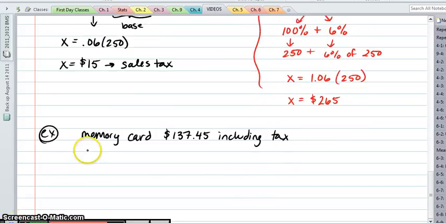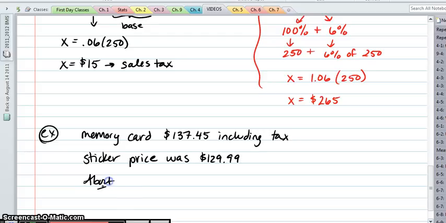The original price, or the sticker price before tax, that's what that means, sticker price before tax, was $129.99. And I'm going to say about, so we're going to get to round a little bit here. About what percent sales tax did he pay?